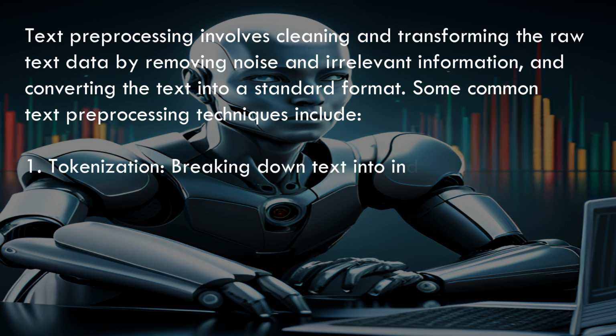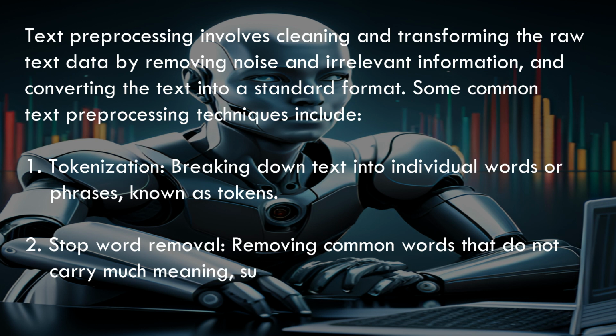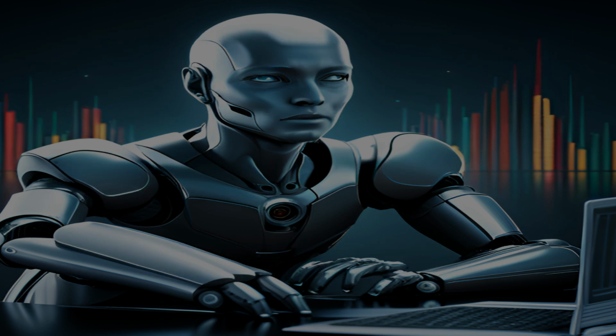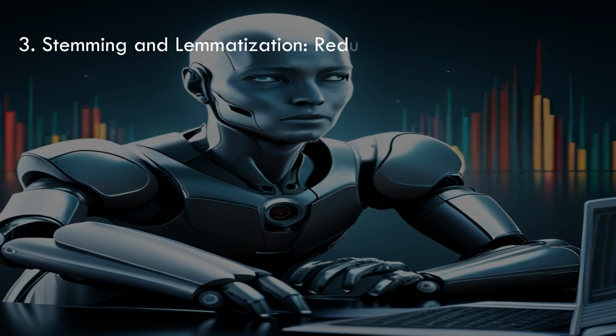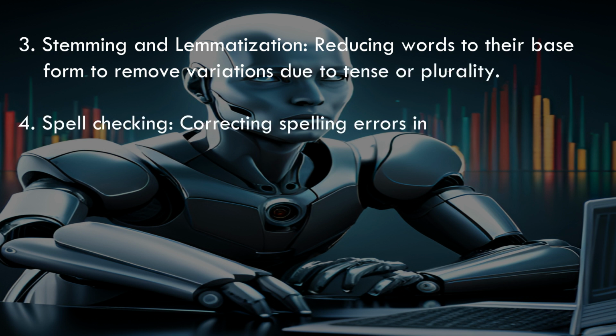1. Tokenization, breaking down text into individual words or phrases, known as tokens. 2. Stop word removal, removing common words that do not carry much meaning, such as the, and, or. 3. Stemming and lemmatization, reducing words to their base form to remove variations due to tense or plurality. 4. Spell checking, correcting spelling errors in the text.